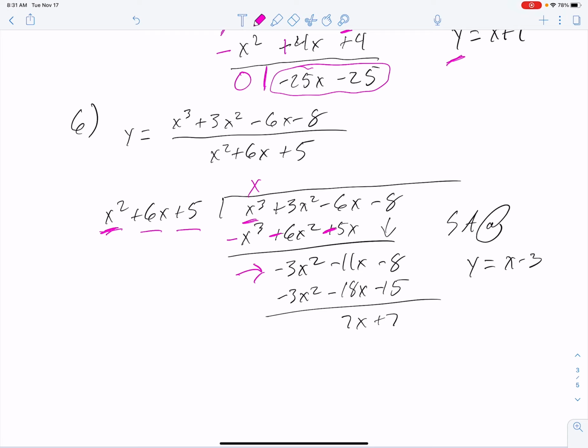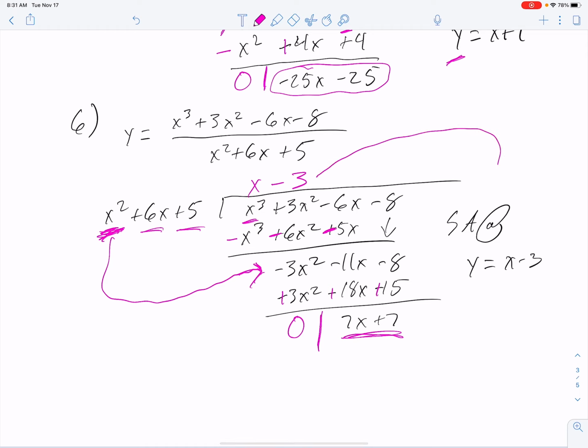And so again, I ask myself, what times x squared would get me negative 3x squared? Negative 3 would. So I distribute negative 3 to x squared, 6x, and 5. I change all my signs. And again, as long as this first term zeroes out, these remaining values really don't matter to me, so I don't even need to bother to write them. And so that tells me I have a slant asymptote at y equals x minus 3.